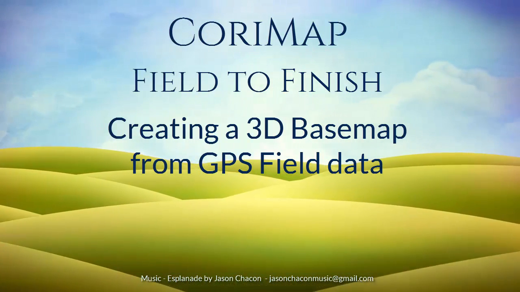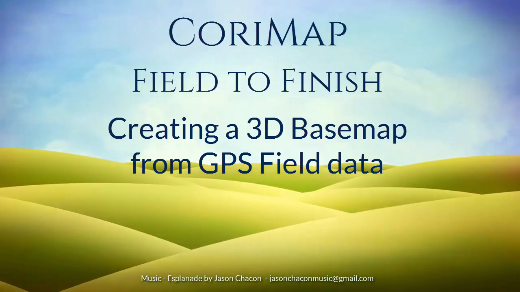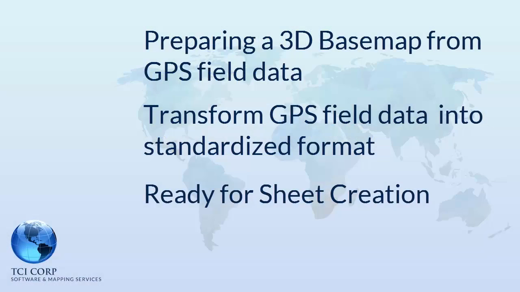CoriMap offers a field-to-finish solution for 3D corridor mapping applications. We have all the tools for converting GPS field data into an accurate 3D base map, ready for sheet creation. An accurate 3D base map forms the foundation for all stationing.